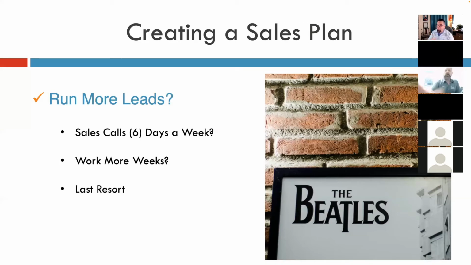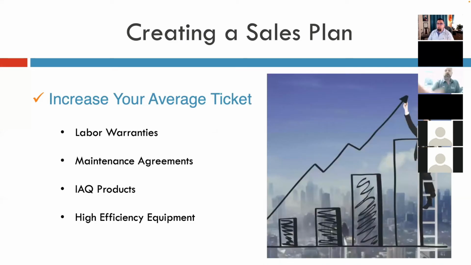So the number one thing you can do, which should be a last resort, is run more leads. That's easy math, right? Everybody sees where that comes from. The next piece that you could do, which is probably the easiest that everybody kind of omits, is just increasing your average ticket. And there's a lot of things that you can do to increase your average ticket.